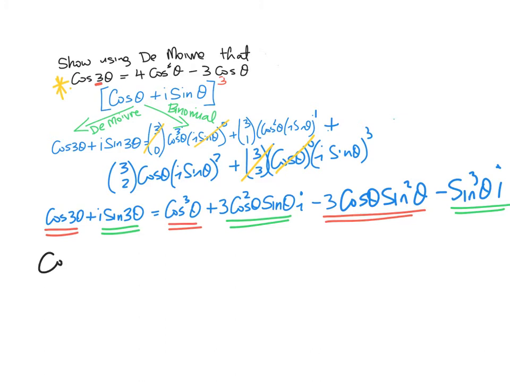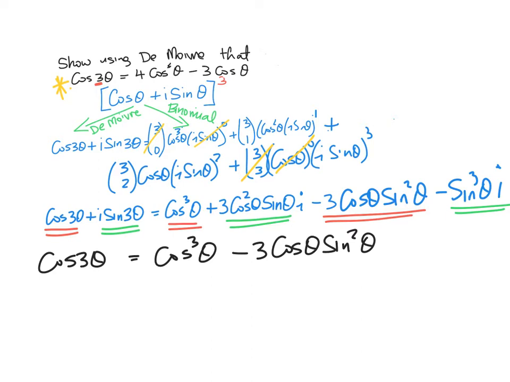So cos 3 theta on the left is equal to cos cubed theta minus 3 times cos theta by sine squared theta. I'm ignoring the green completely. I don't need to do that at all. If, however, I were given one where it asked me to prove sine 3 theta was equal to something, I would obviously ignore the red and work with the green.